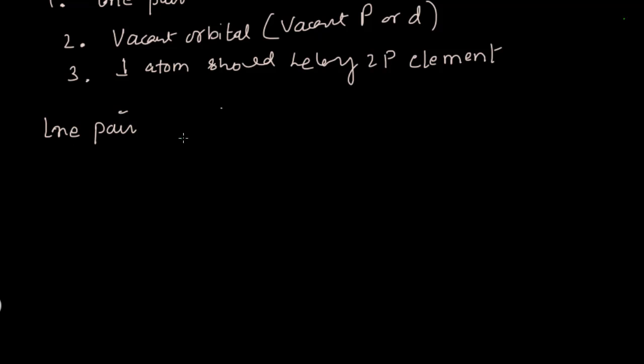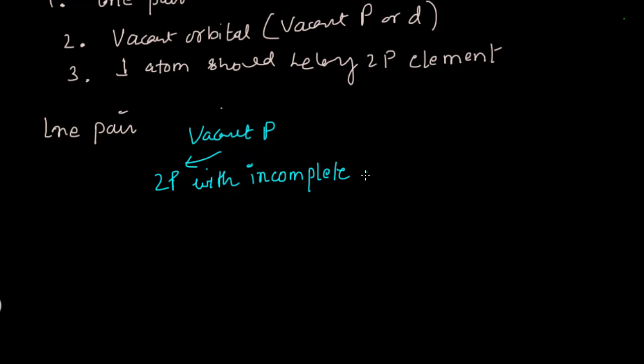Let's discuss that. Vacant p orbital is when you have a second period element with an incomplete octet. So if in any case you have a second period element with an incomplete octet, then it has a vacant p orbital. And how to check whether a compound has a vacant d orbital or not? For vacant d, any compound which is from the third period onwards has vacant d. All right, quite easy, right? So let's discuss a bit more about it.